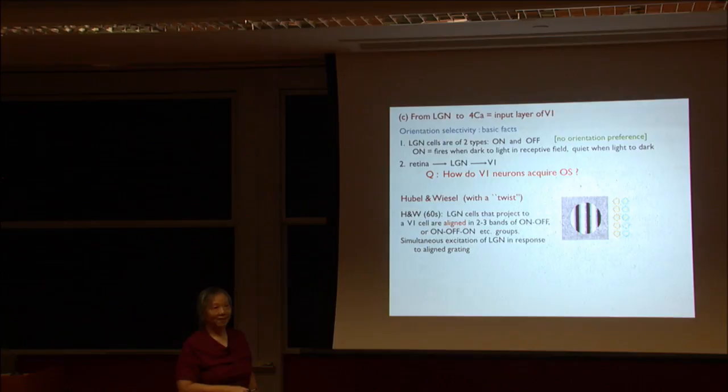Okay. So what is Hubel and Wiesel's explanation, which is supported by a lot of evidence and is by and large correct, is that you think of each cortical neuron as connected to a bunch of LGN cells that are aligned in certain directions. For example, two rows like this. Let's say these are on, these are off.